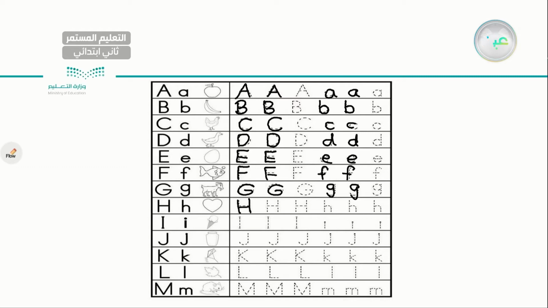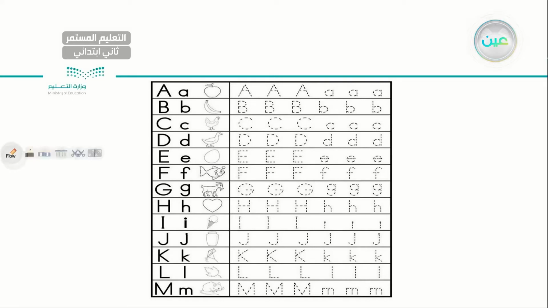H, heart. I, ice cream. J for jar. K, capital and small for kite. L, capital and small, leaf. M, capital and small for mouse. Okay, so try to download or have some of these worksheets and trace or copy the letters.